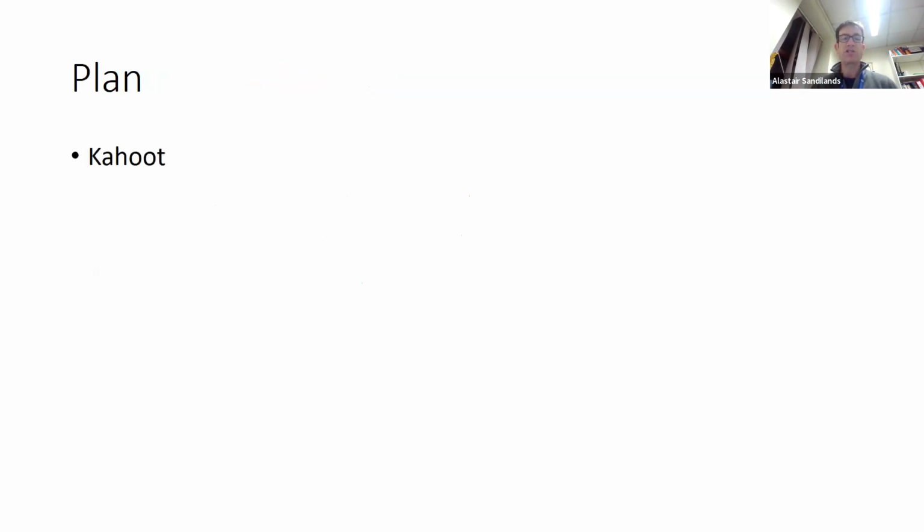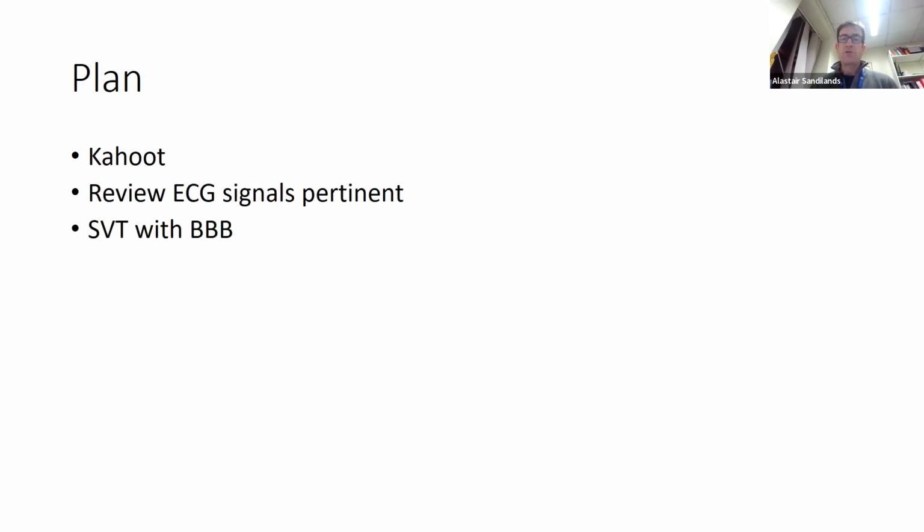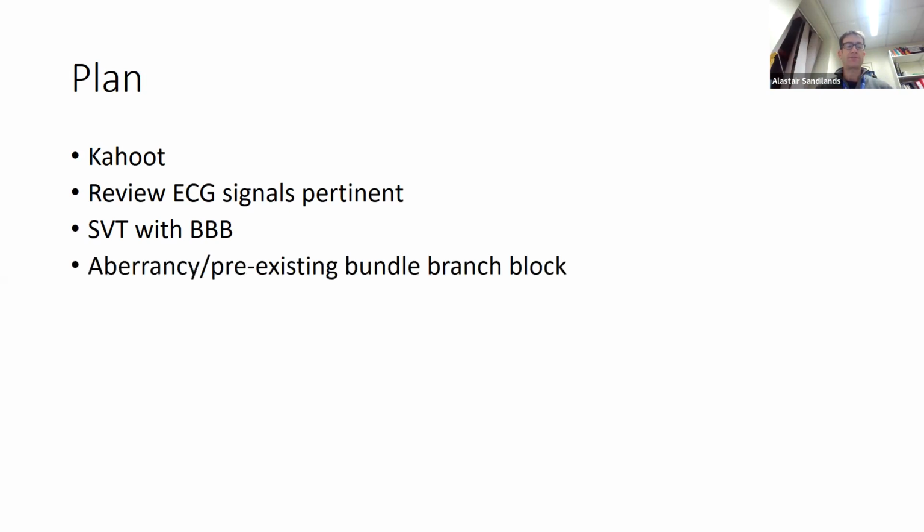So we're going to start off with Kahoot to look at some of the concepts on the ECG, and review the ECG signals again that are pertinent. We'll talk about SVT with bundle branch block, where there's pre-existing bundle branch block, and when the heart goes fast, there is still bundle branch block. So by definition, it's a broad complex tachycardia, but it's an SVT with pre-existing bundle branch block.